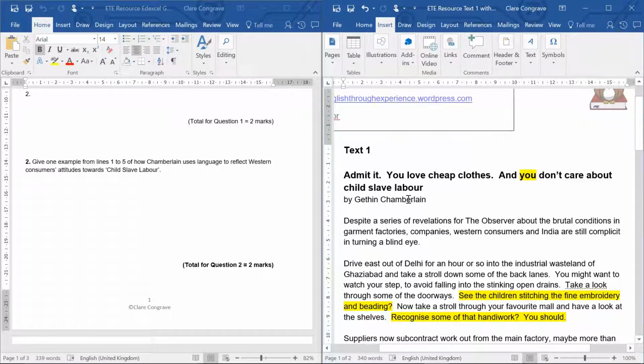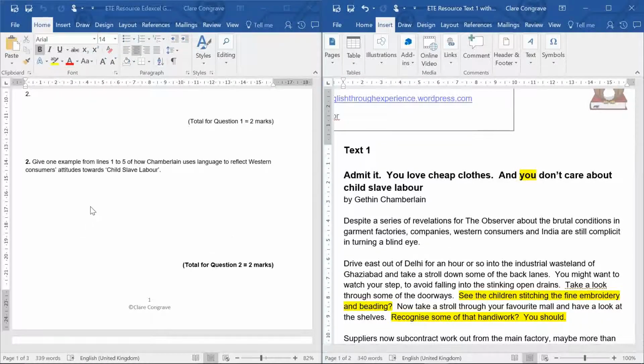So what she's saying, the content, is that all these different groups, which includes Western consumers, are turning a blind eye about the problem of child slave labour. If you're turning a blind eye about something, you don't really care about it. So that is an idiom, where the actual meaning is different from the literal meaning. So it's metaphorical language as well. So if you find it easier to use that terminology, go for that.